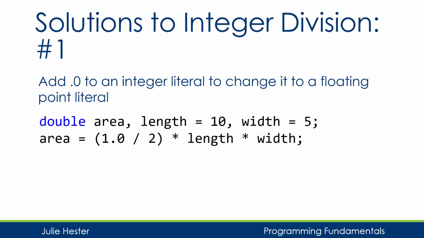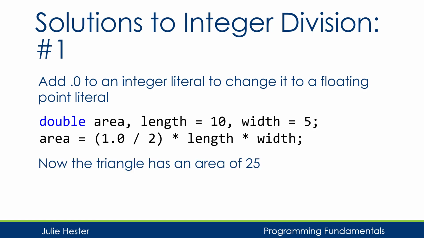So I'm going to go back to the triangle problem, and here I have 1/2 length width, but this time I'm going to change the 1 to a double by making it 1.0. Now when I do my division, I'm dividing a double by an integer. The integer gets promoted to a double, and I have floating point division. That will be equivalent to 0.5. I'll multiply that by the 10 and the 5, and now my triangle has an area of 25. So that's one thing I can do.